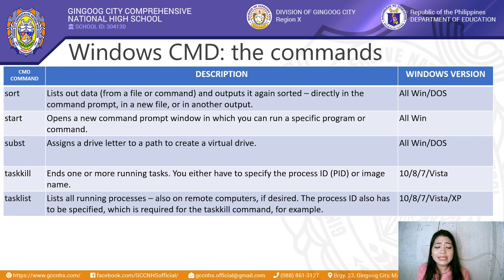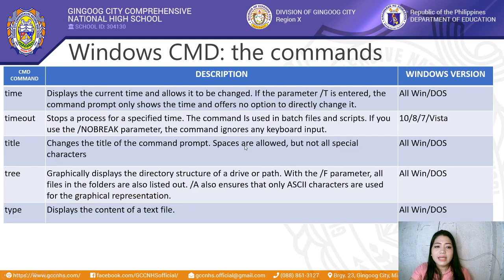You also have tasklist. It lists all running processes. Everything that is running, tasklist will display. Time displays the current time. Timeout stops a process for a specified time. Title changes the title of the command prompt. Tree graphically displays the directory structure of a drive or path.